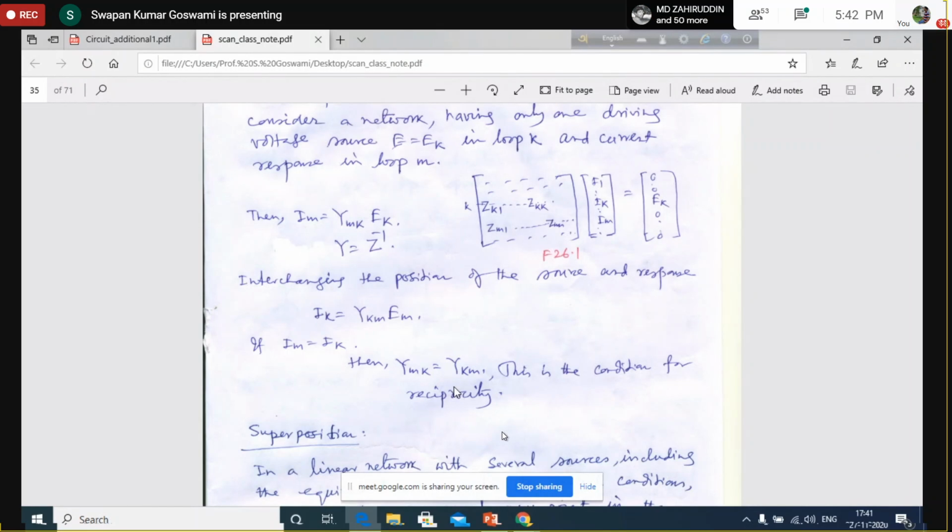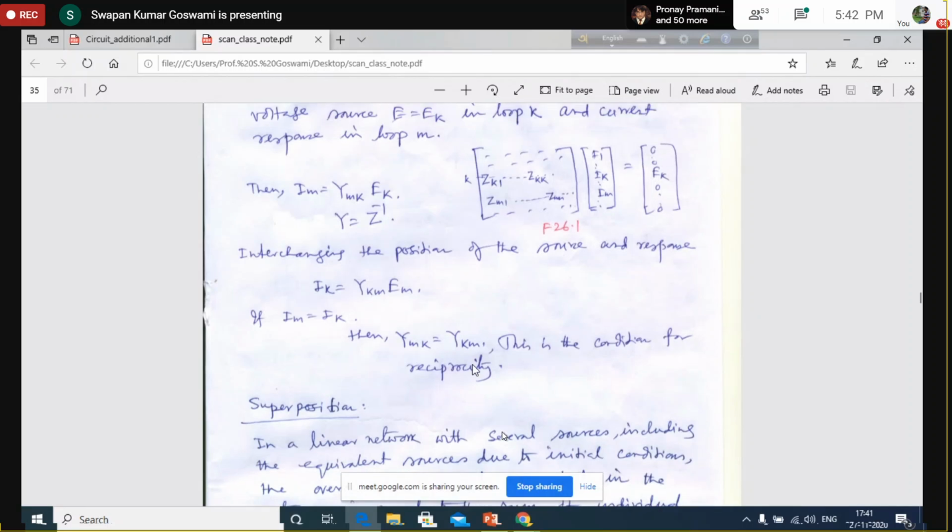That means those admittance matrices which are symmetric are basically the reciprocal network. Okay, they are linear and bilateral. This is the reciprocity. Is it clear or not?